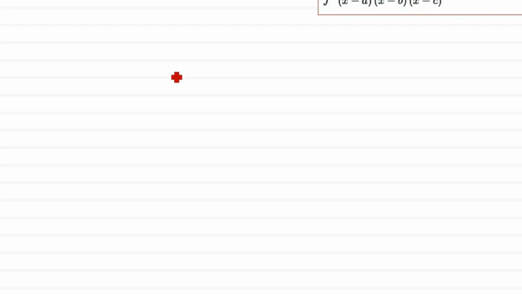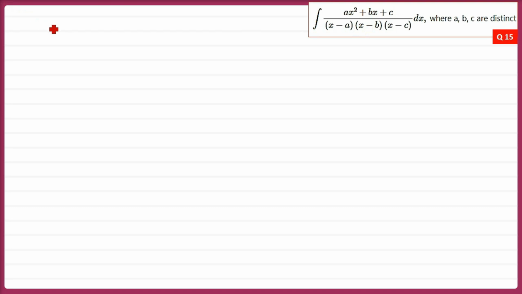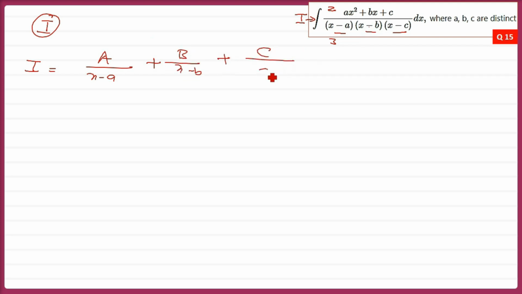I explained you already. Now ax square plus bx plus c divided by x minus a into x minus b into x minus c. So this is a proper quadratic equation in the numerator, and x minus a, x minus b, x minus c in the denominator, and if you multiply them, the order will be 3. So the order of the denominator is higher than the order of the numerator. So we can have separate constants in here. That is, you can always write this as A divided by x minus a plus B divided by x minus b plus C divided by x minus c.